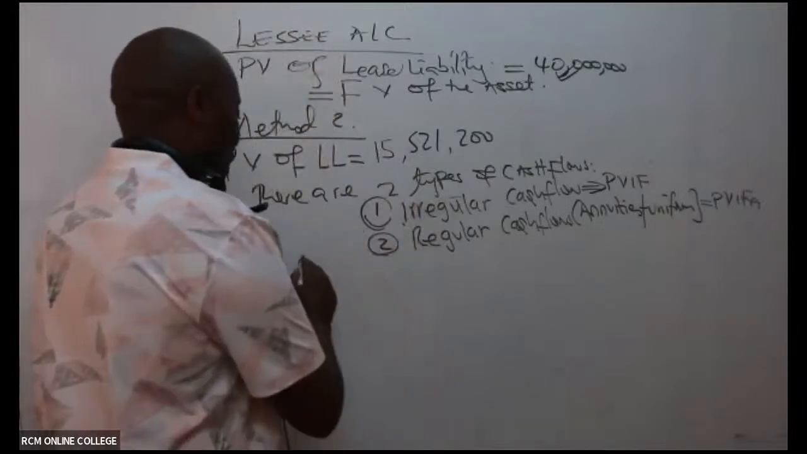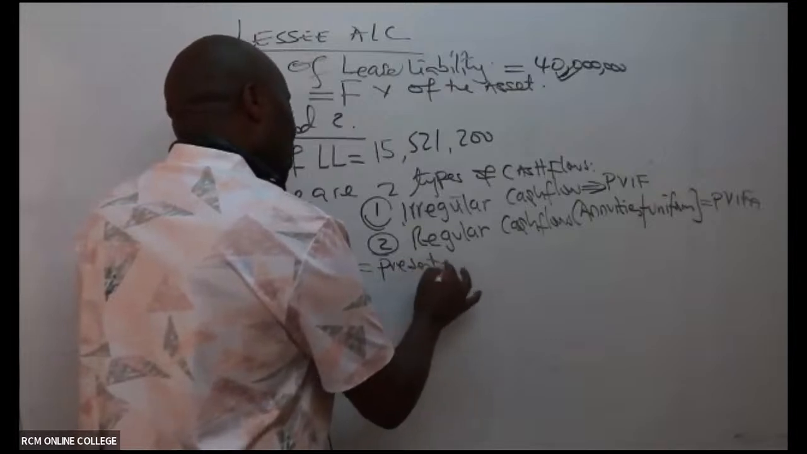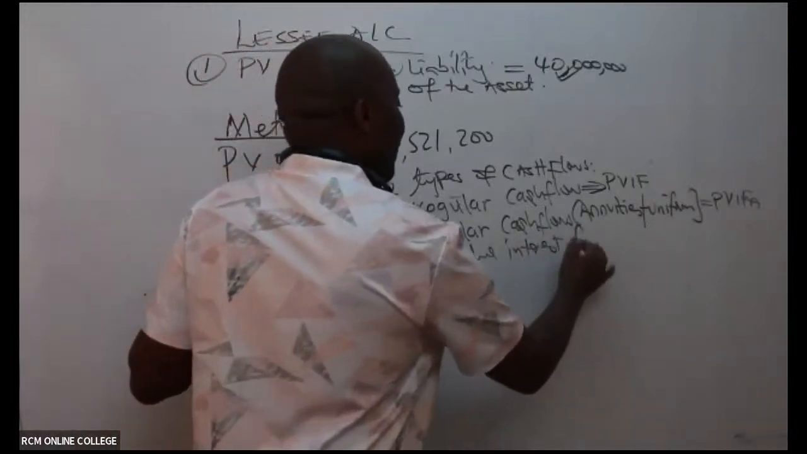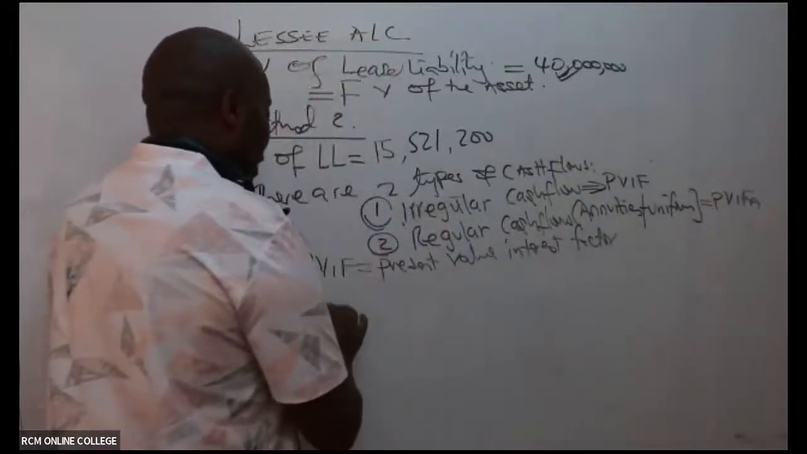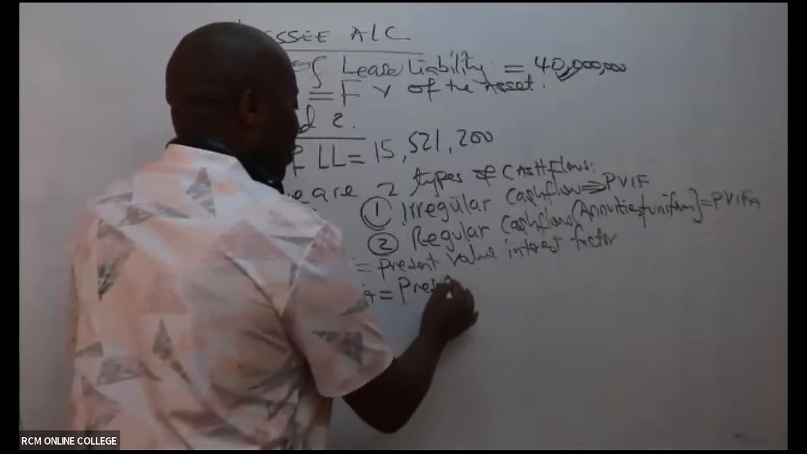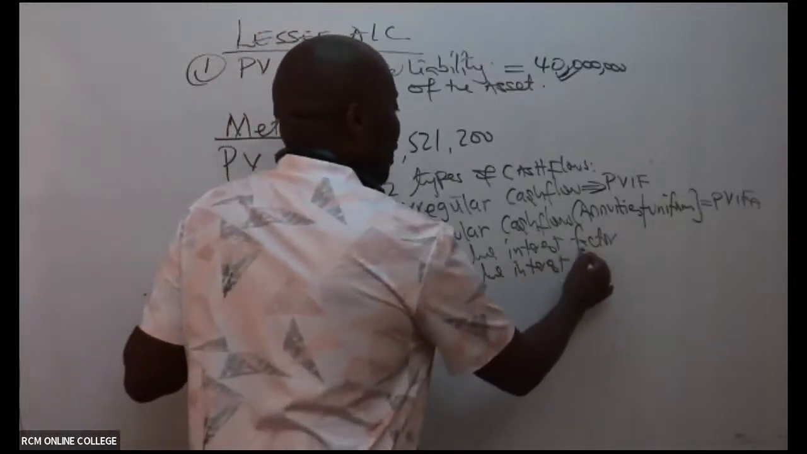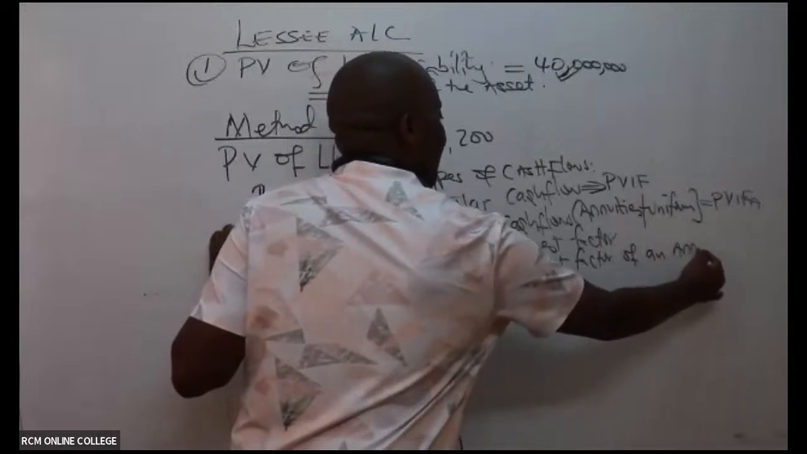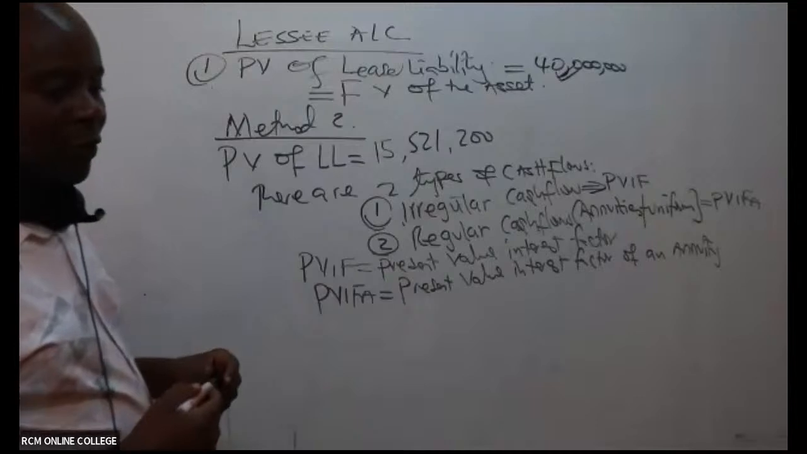Whenever it comes to discounting irregular cash flows, you shall use PVIF. PVIF stands for present value interest factor. And then we have PVFA, which stands for present value interest factor of an annuity.